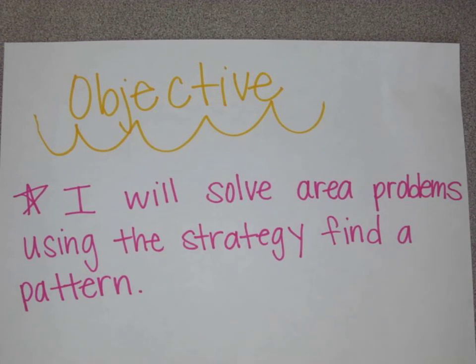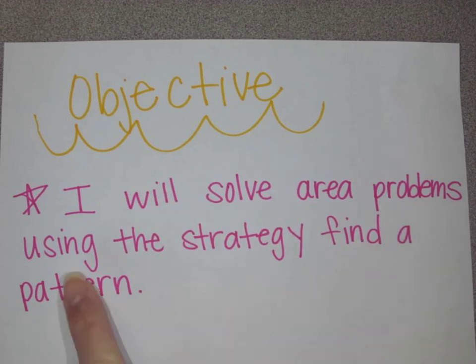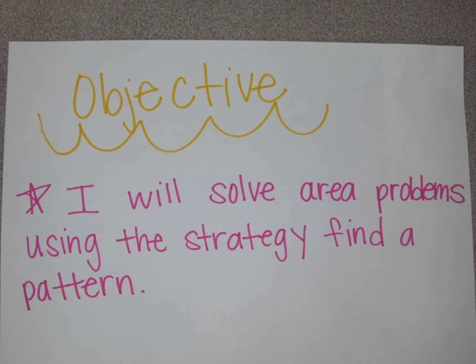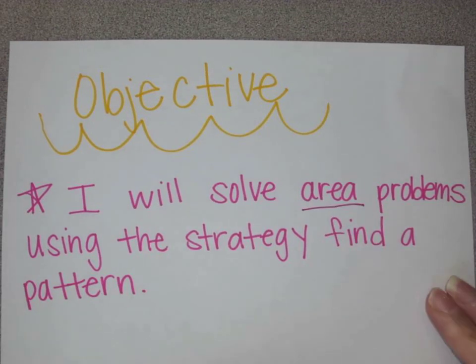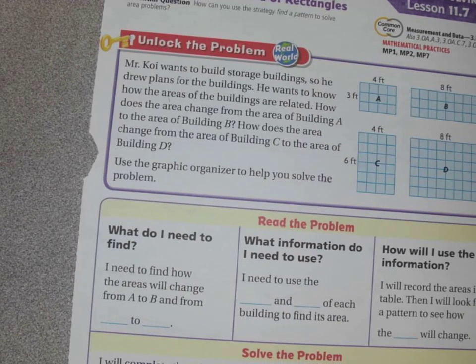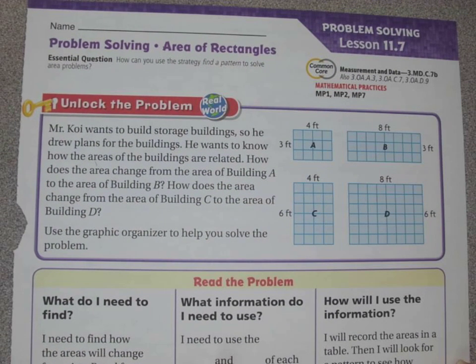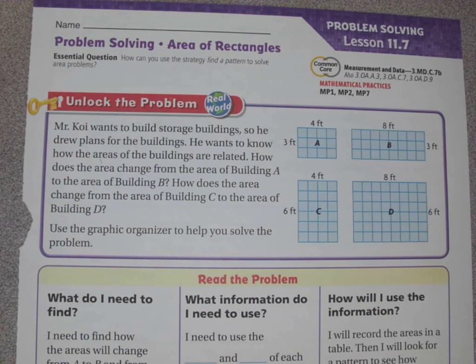Right, our objective today is I will solve area problems using the strategy find a pattern. All right, guys, we know that area is the number of square units needed to cover the inside of a figure, okay? And so we are going to use area today to solve word problems, and we are going to use a graphic organizer to help us be able to solve these problems.